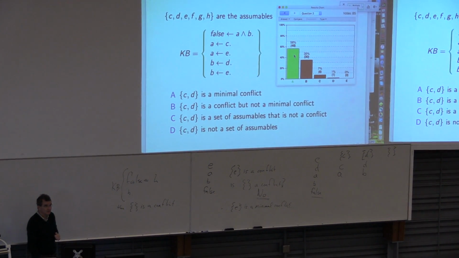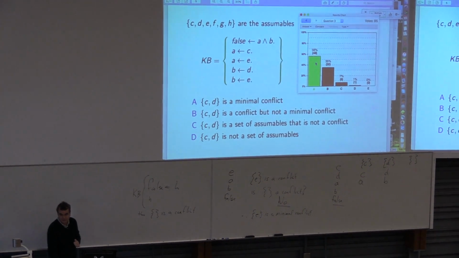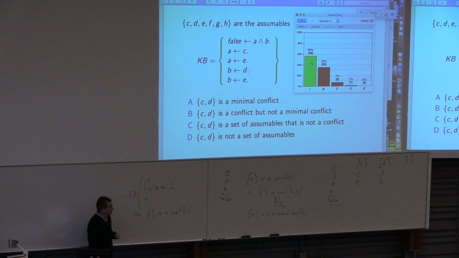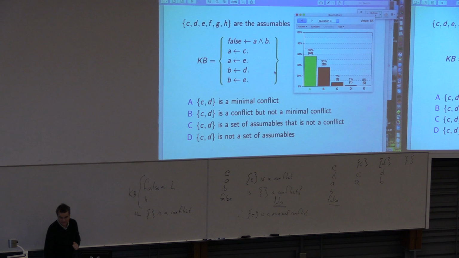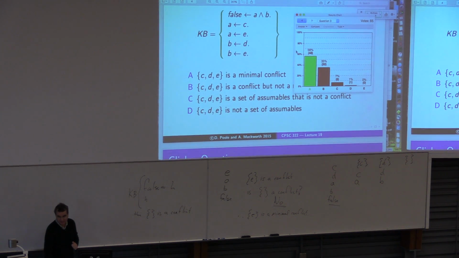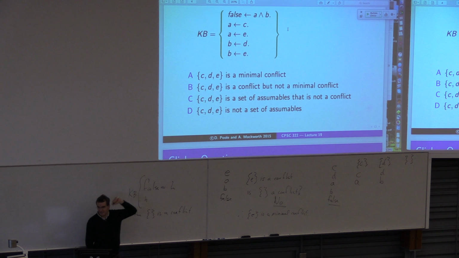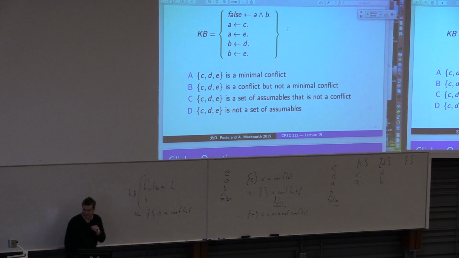Questions? Yes? A superset of a minimal conflict is always a conflict. That was the previous one, right? We had a superset of a minimal conflict, and we knew we could derive false from it. We didn't need to look at this. We knew because we already knew that E was a minimal conflict, so any superset of a conflict is a conflict.